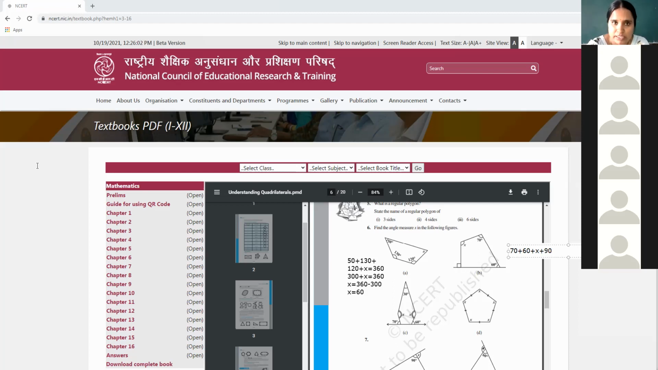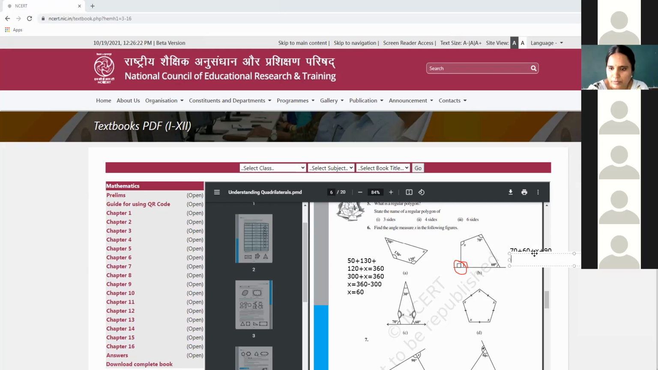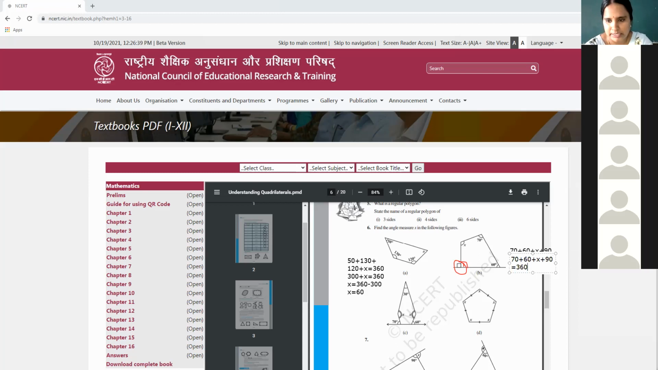Since this line forms the linear pair, if one angle is 90 degrees, the other angle also will be 90 degrees. So that is the reason we have considered it as 90 and we have taken it. Okay. So now let us do this. Simplify. Okay, so as we have got 70 plus 60 plus x plus 90 is equal to 360.